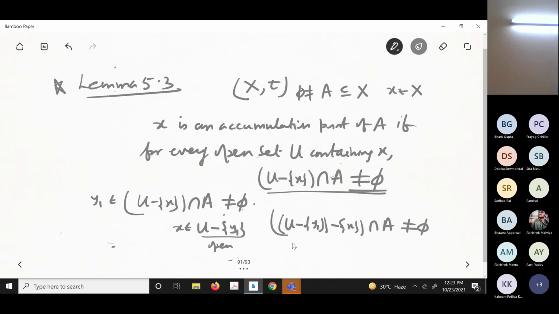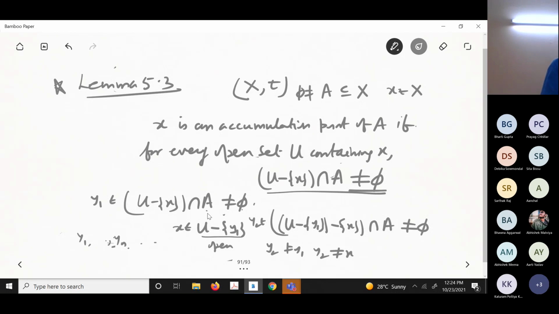So you take y2 from here. So y2 is not equal to y1. Of course, y2 is not equal to x. So this way you will continue by induction. Okay. So you will get at least an infinite sequence of distinct points, which will come from A.